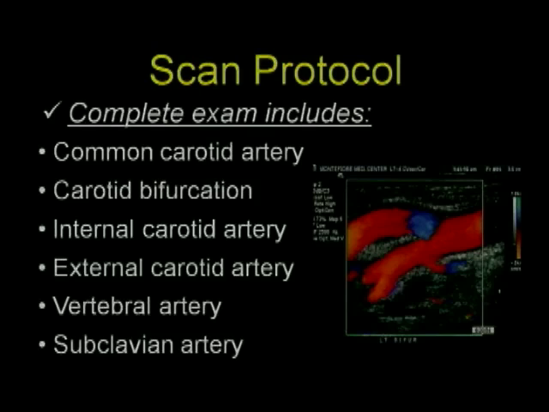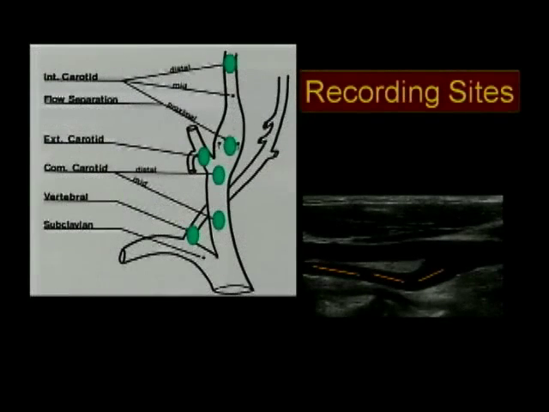all of the accessible internal carotid artery, at least the very origin of the external carotid artery, the vertebral artery, and when indicated, the subclavian artery. These are what we refer to as our predetermined recording sites. Every examination should include spectral analysis of at least the mid portion of the common carotid artery, the level of the carotid bifurcation, at least 2 points in the internal carotid artery, the origin of the external carotid artery, as well as the vertebral artery.